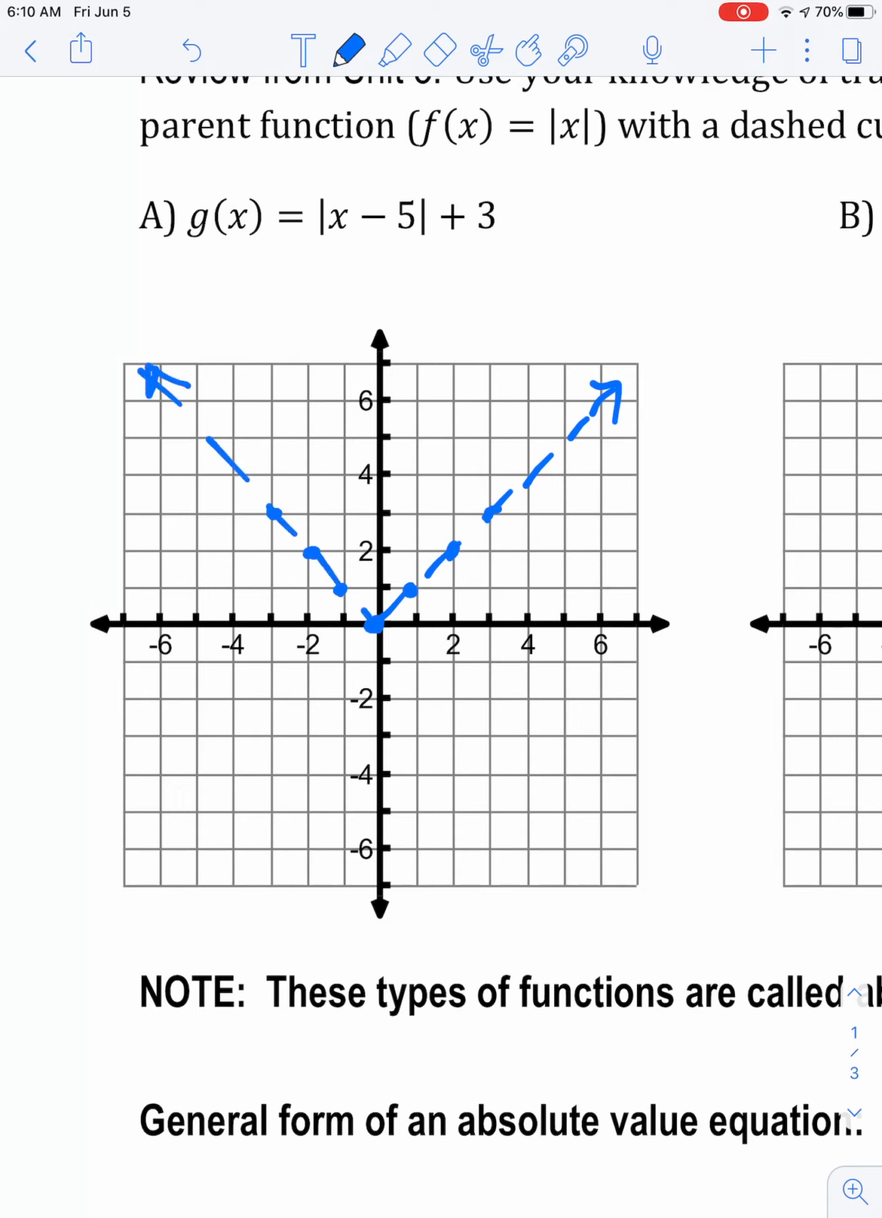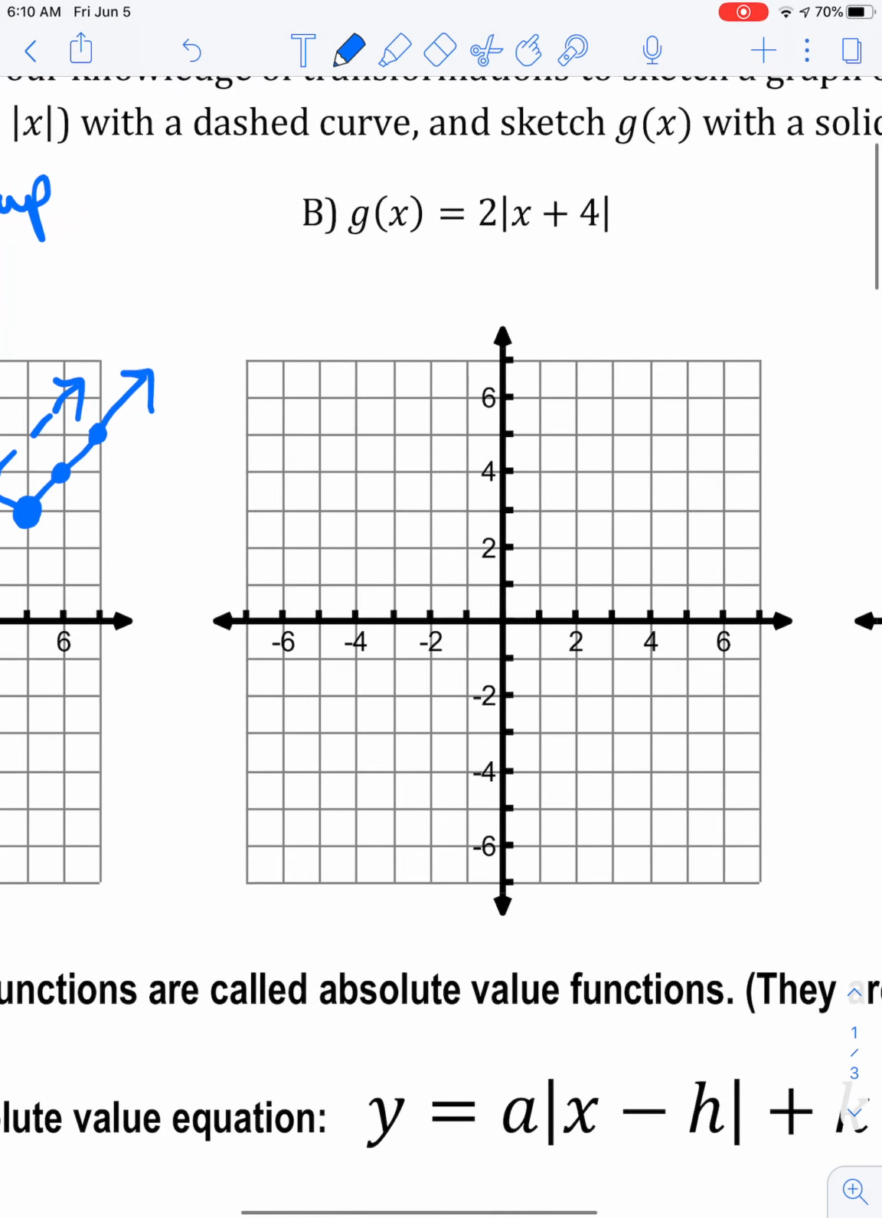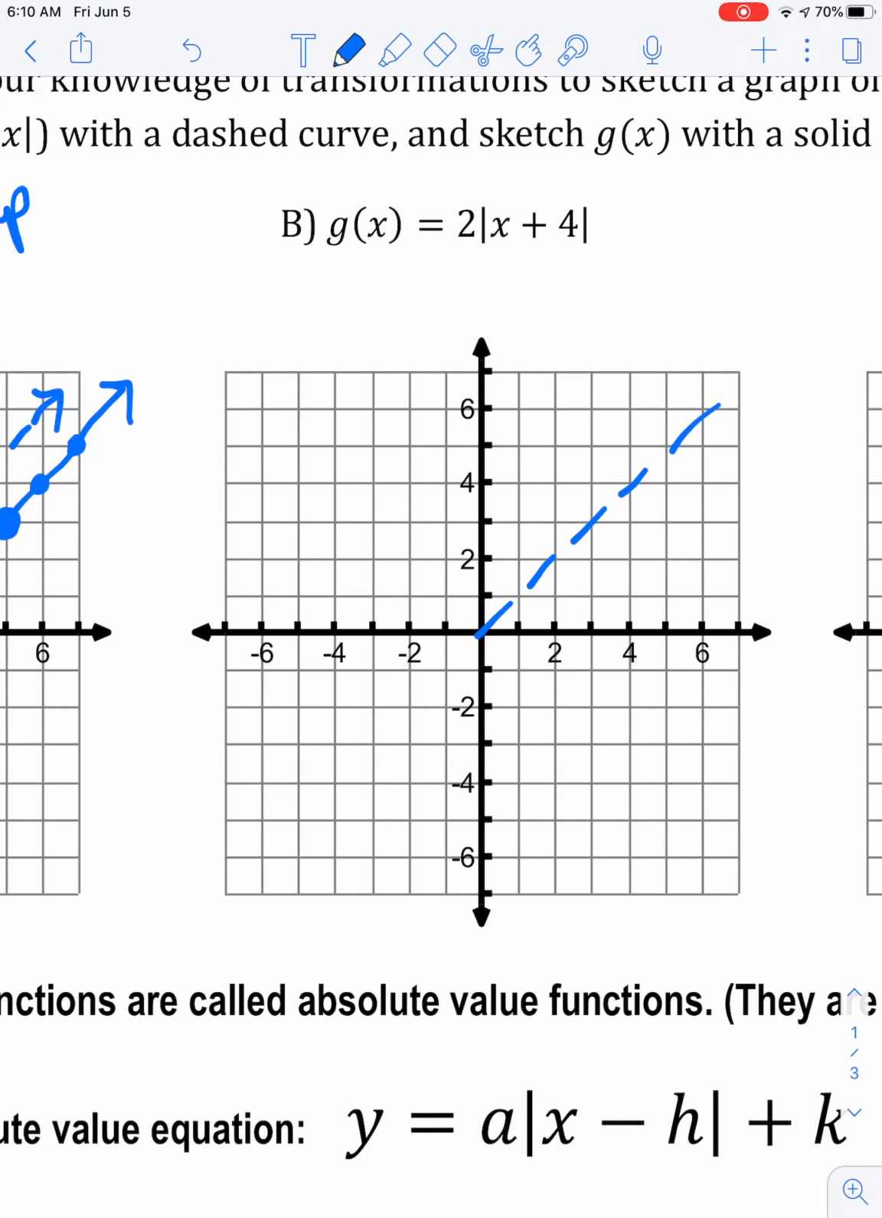All right, now what happens here is this minus 5 tells me we're going to move right 5, and this plus 3 means we're going to move up 3. So if we go right 5 up 3, here's where the vertex moves to, and then in front there's nothing there, so it still opens up and just goes up 1 over 1. In other words, our slope and direction don't really change. So that's part A. In part B, the parent function, once again, would look something like this.